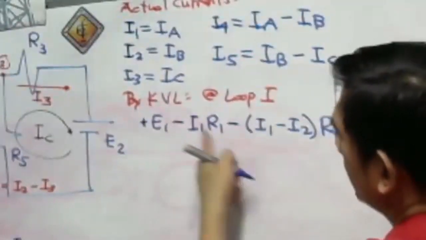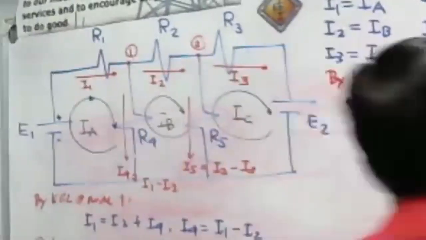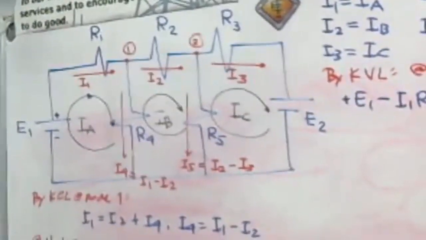So we have 1, 2, 3 terms. So we have 1, 2, 3 elements.